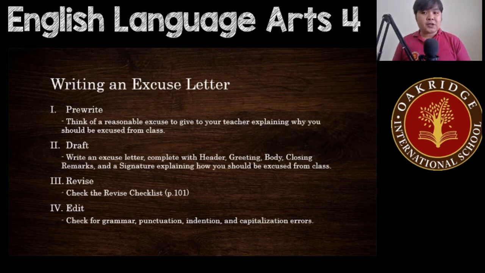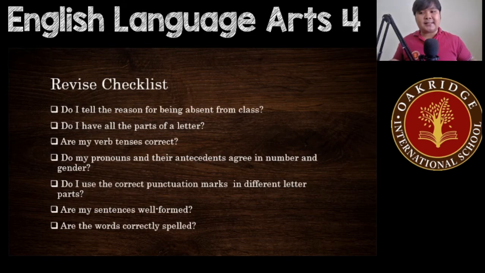And then when you're done with your draft, go to your revise. Check the revise checklist. Answer the questions and make sure that you answer yes to these questions. Do I tell the reason for being absent from class? Try to come up with your own reason, your own excuse. Make sure it has to be excusable.